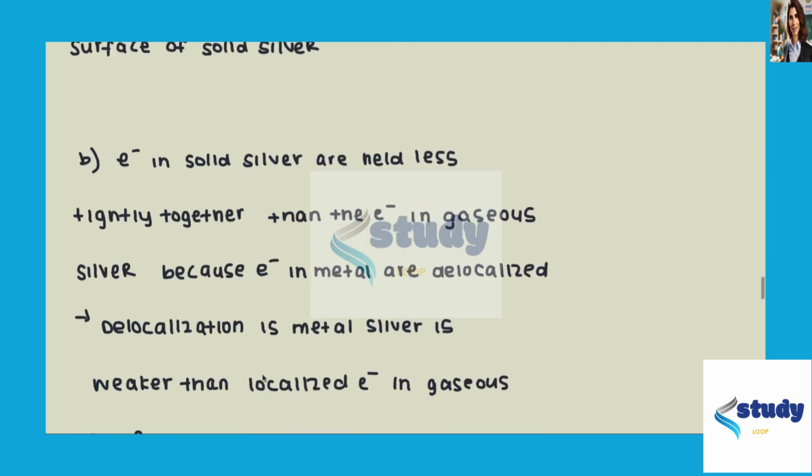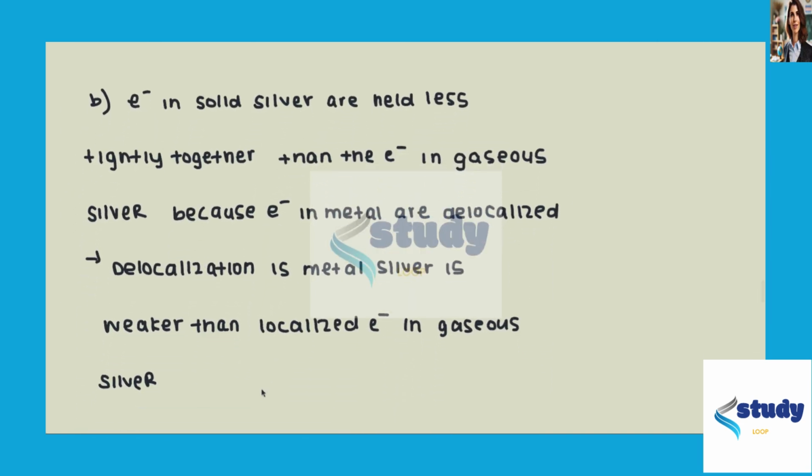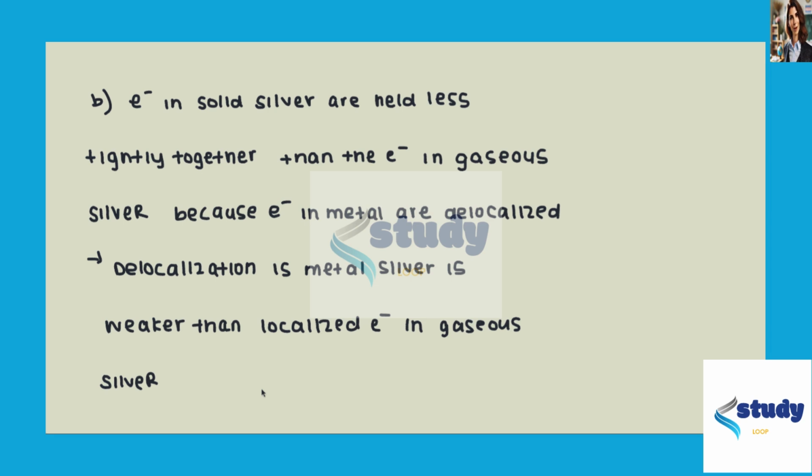Now for part B, we're told to explain what we just found using our concept of bonding and localized and delocalized electron bonding. Electrons in solid silver are held less tightly than the electrons in gaseous silver. That's because the electrons in the solid metal, the solid silver, are what we call delocalized. So the bonding of the delocalized electrons in the metal silver is weaker than that of the localized electrons in the gaseous silver. That's why we see that removing an electron requires less energy than removing the atom in gaseous silver.